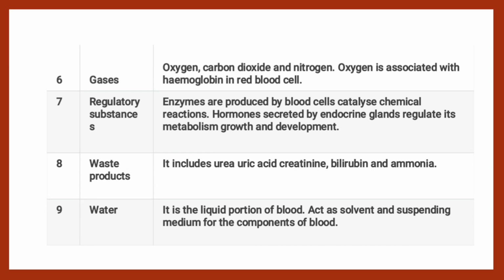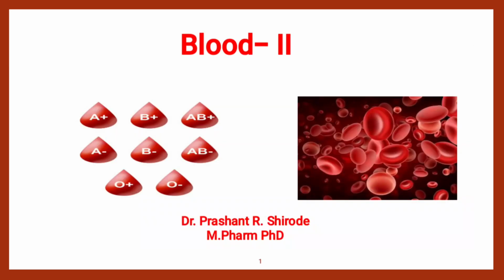Oxygen is associated with hemoglobin in red blood cells. Regulatory substances. Enzymes are produced by blood cells and catalyze chemical reactions. Hormones secreted by endocrine glands regulate metabolism, growth and development. Waste products include uric acid, urea, creatinine, bilirubin and ammonia. Water. It is the liquid portion of blood. It acts as a solvent and suspending medium for the components of the blood.